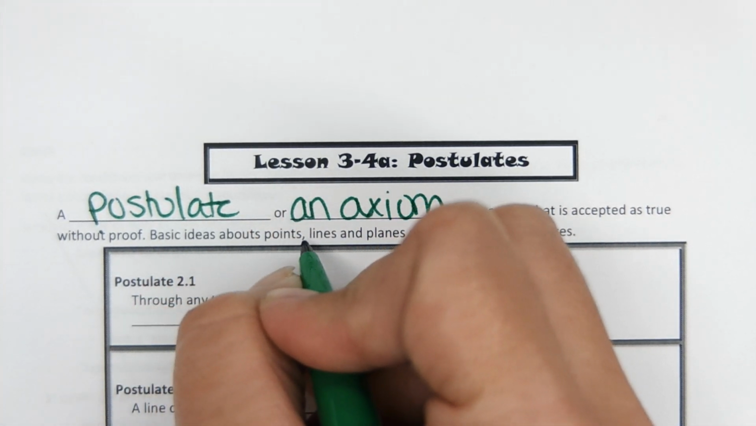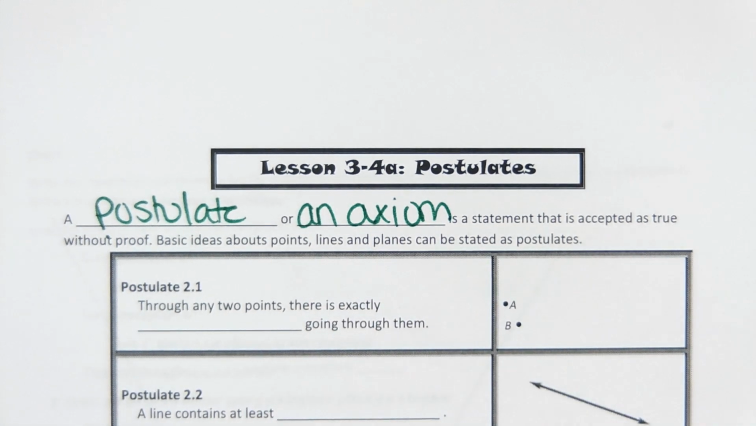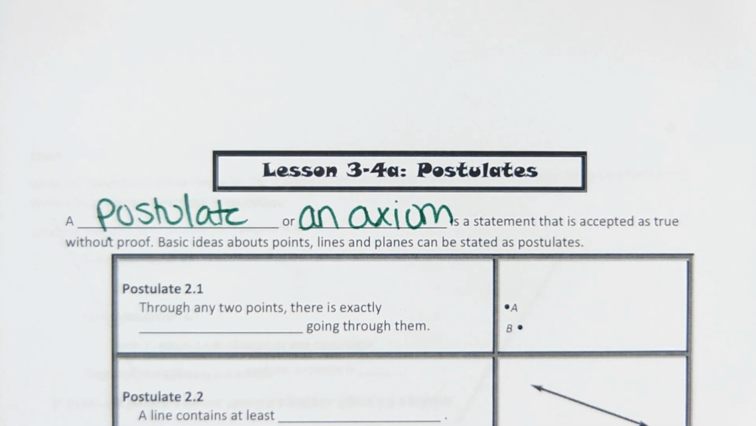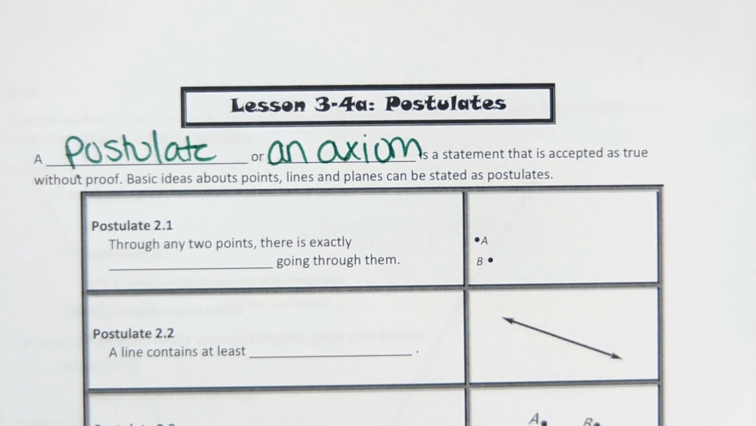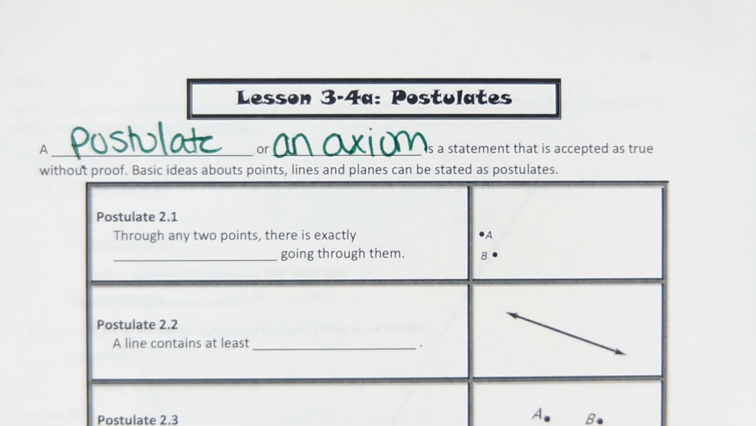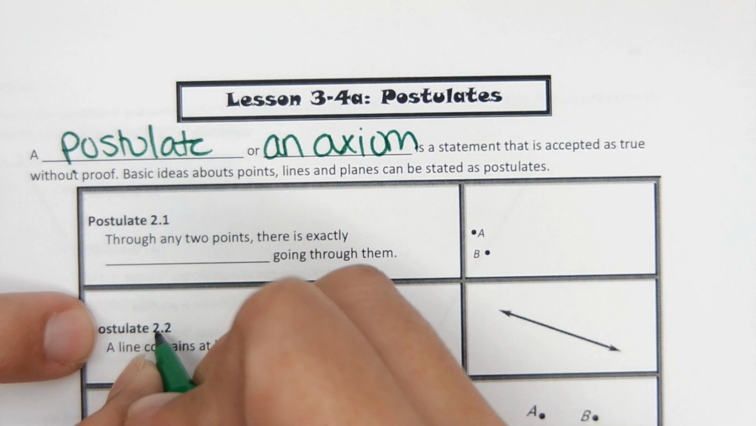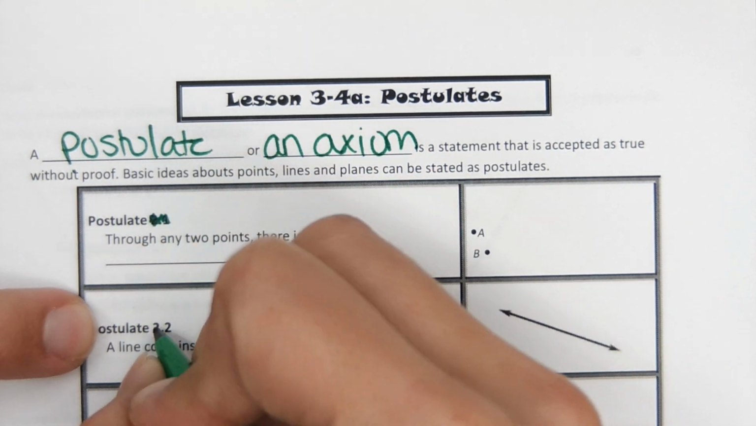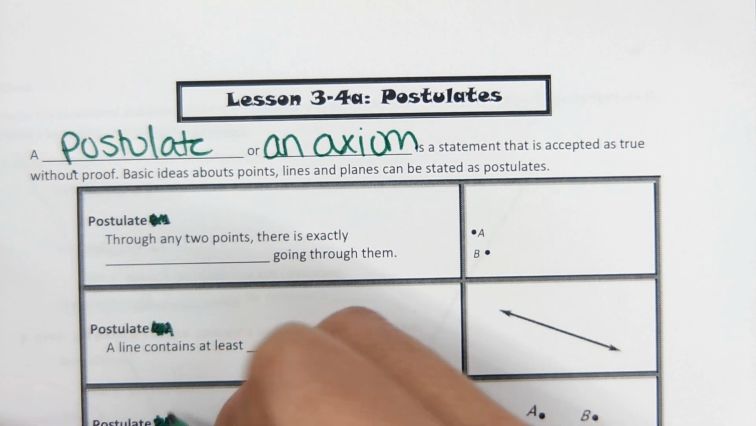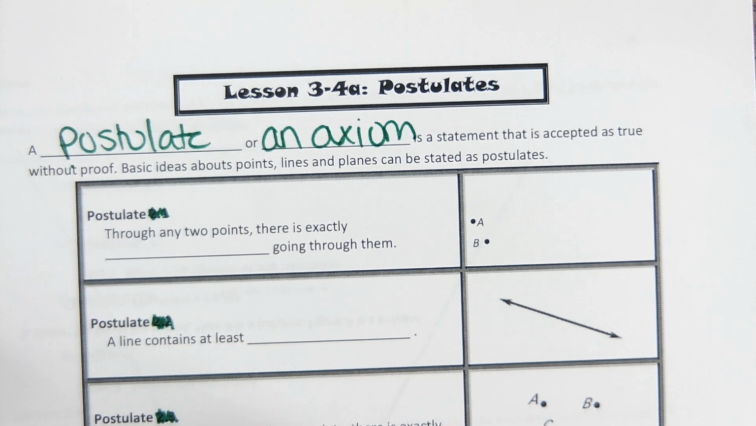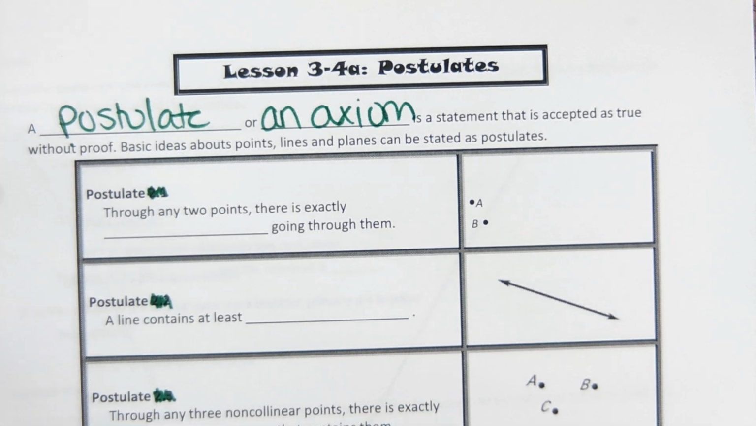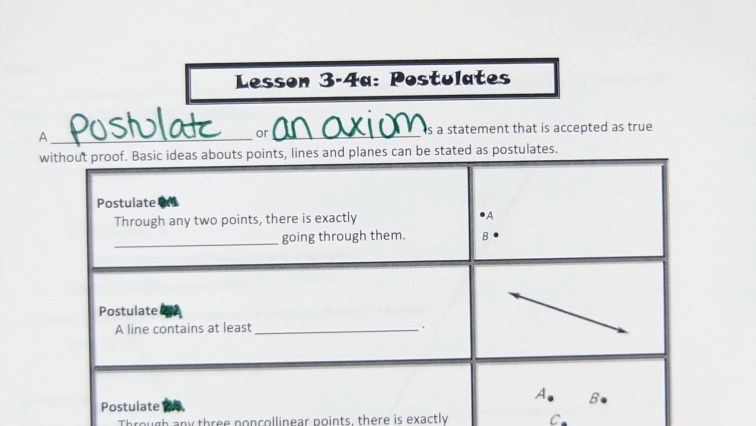So its basic ideas about points, lines, and planes can be stated as postulates. You don't need to prove anything, it is what it is. And so we have a bunch of postulates here. There's 1, 2, 3, 4, 7 of them. It'll say postulate 2.1, postulate 2.2. These numbers aren't important. They just correspond to whatever textbook this came from. So depending on the textbook, those numbers change. So you don't really need to know the numbers. That doesn't make sense to even focus on.